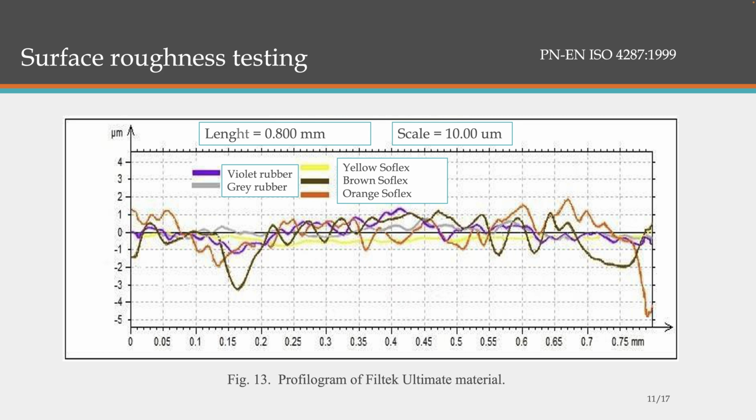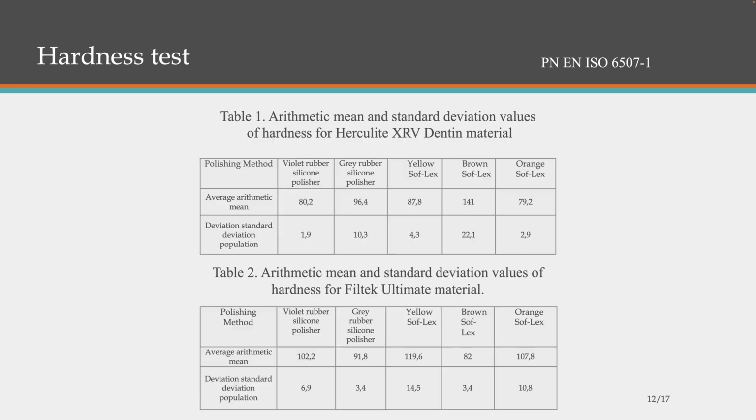The result of the surface roughness test on the samples made of Filtek Ultimate is shown in figure 11. The best surface finish for Filtek Ultimate was achieved with an orange Soflex disc, Ra equals 0.2, and the worst with a yellow Soflex disc, Ra equals 0.04. The surfaces after polishing with the gray and purple rubber show similar roughness measurement results, Ra equals 0.07.